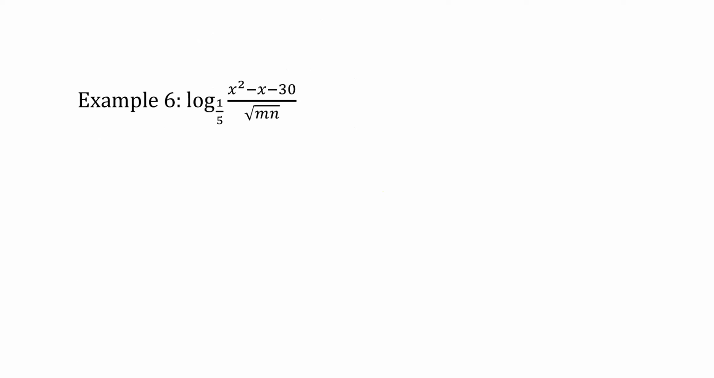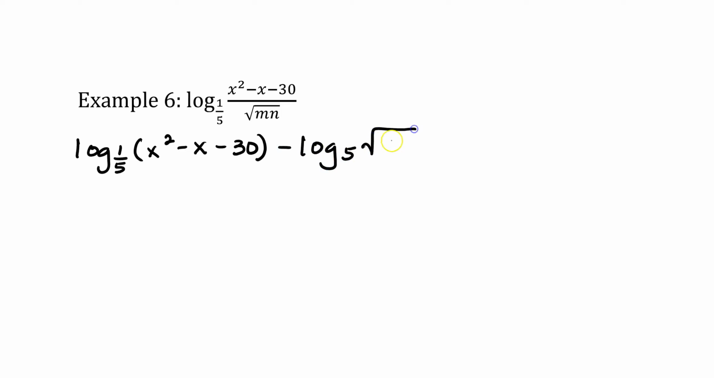We will begin example 6 with the quotient rule. We will separate this into the difference of two logarithms. In the first log, we have what is on the inside of the numerator, and in the second log, we have what is in the denominator, and we are subtracting those two logarithms. Very similar to what we did in example 5, we will have to begin by factoring the quadratic that's inside of the first logarithm. So we need two numbers that multiply to negative 30 and add up to negative 1. That's a negative 6 and a positive 5.